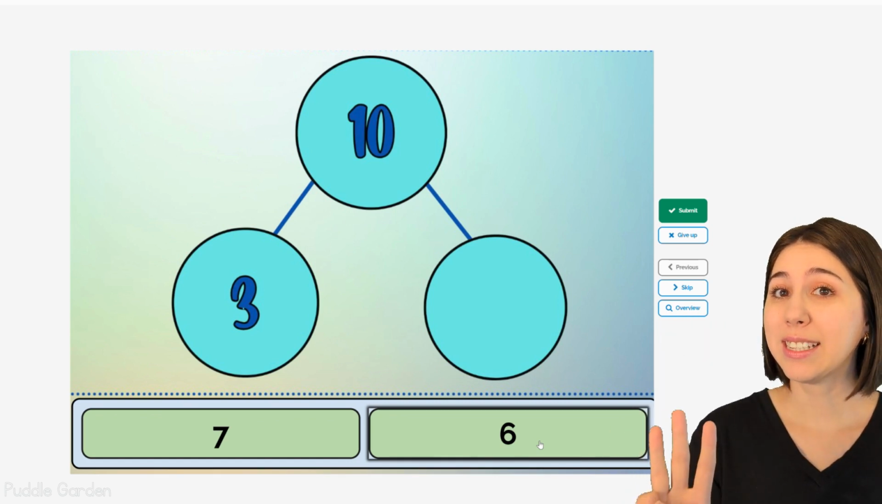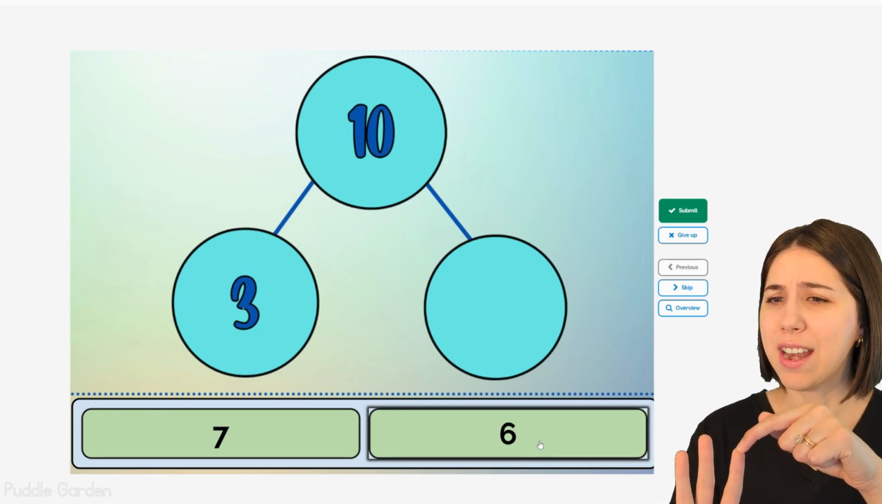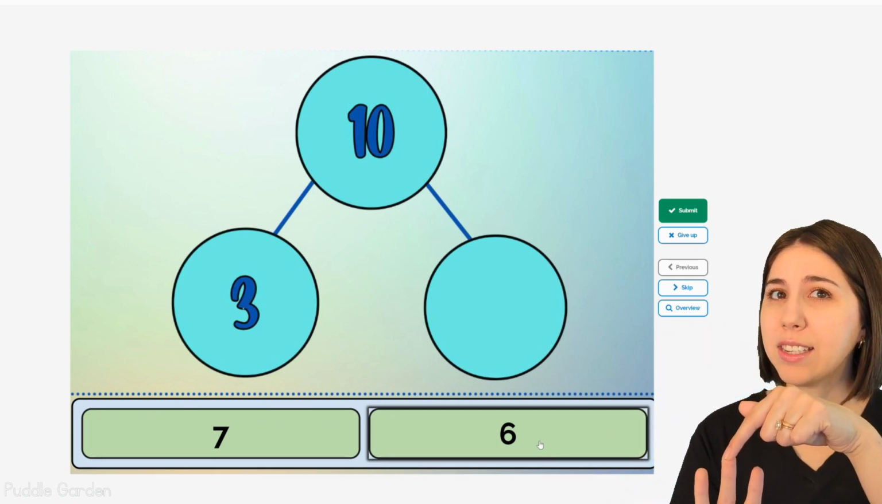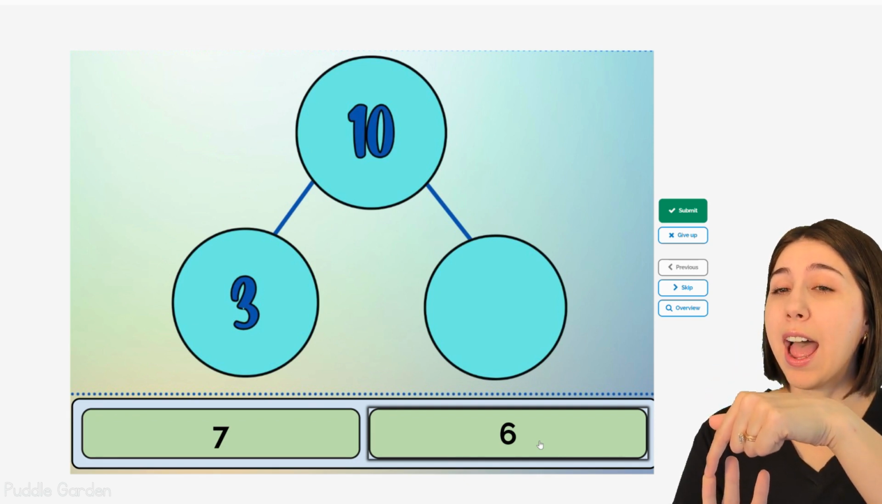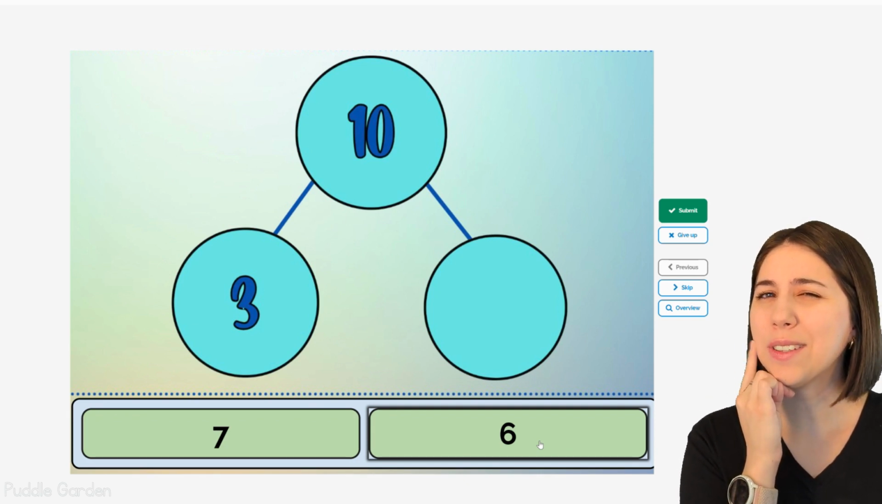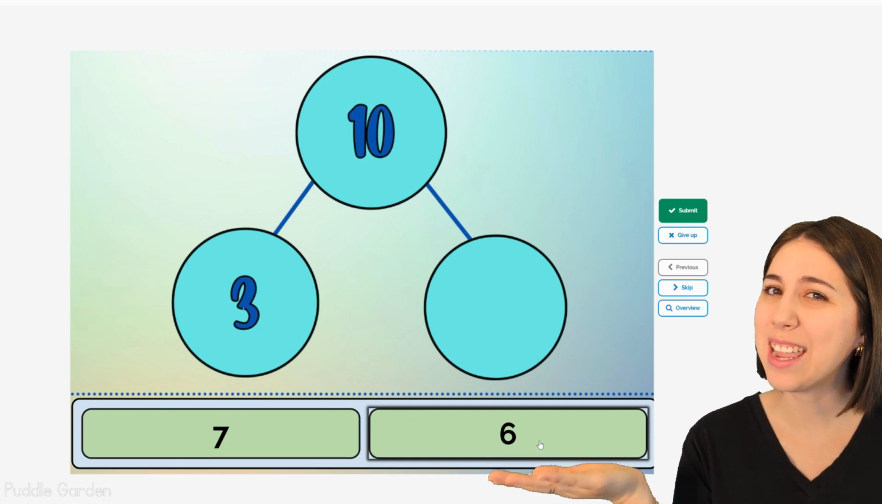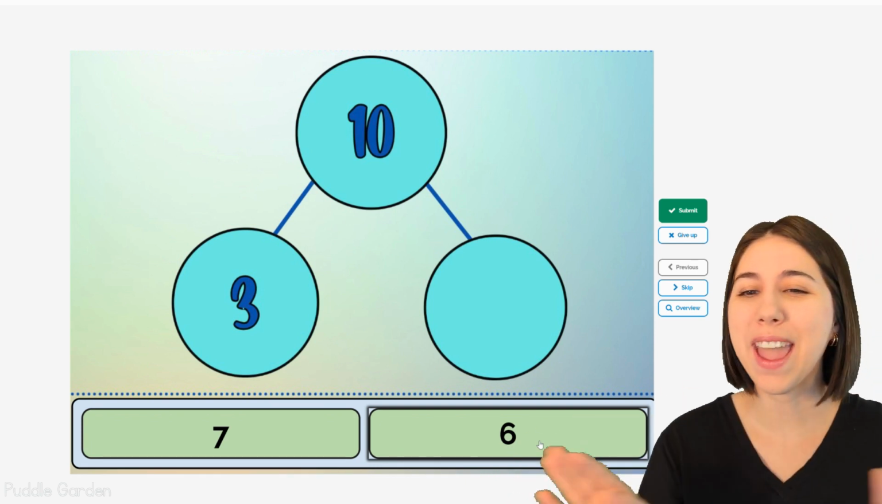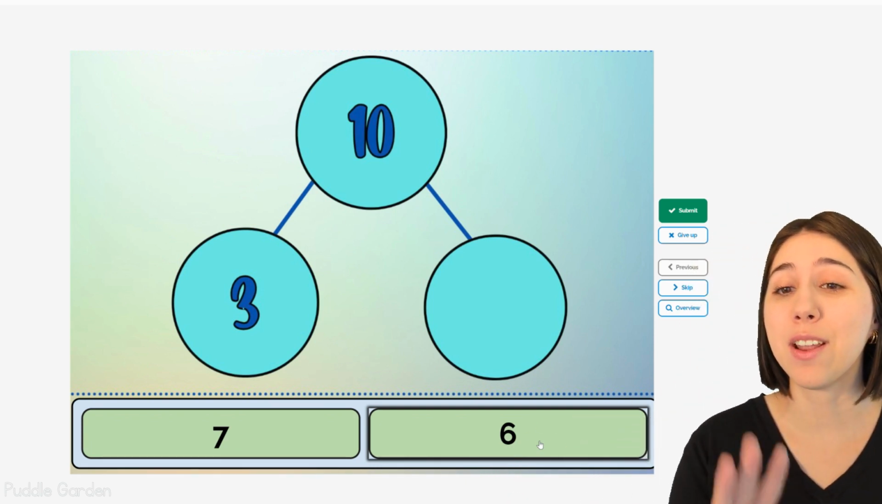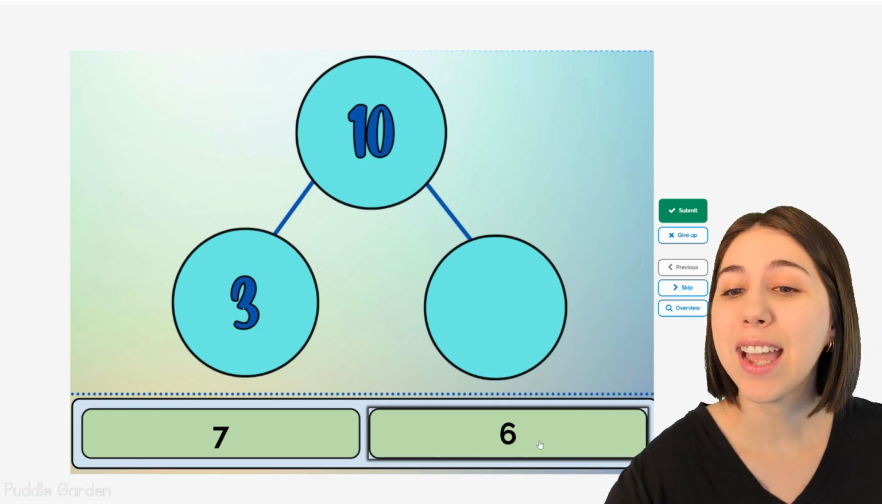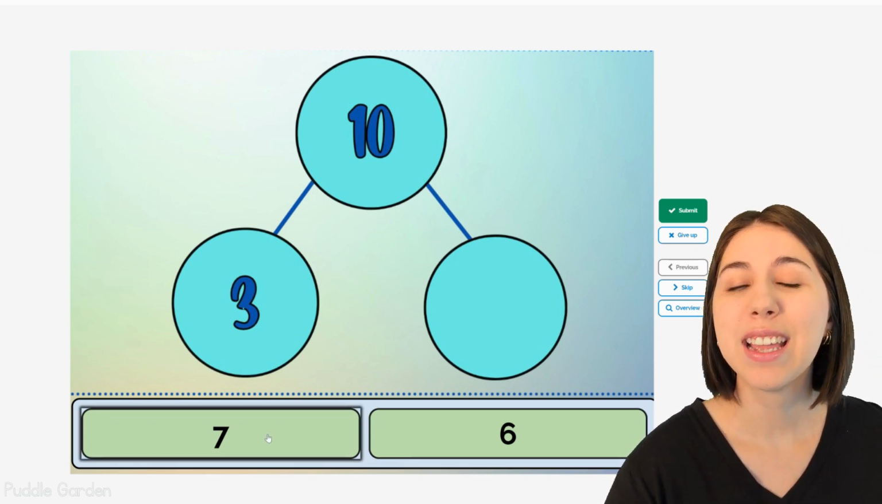So 6, 7, 8, 9. Does 9 equal 10? Are 9 and 10 the same? No way. Let's go ahead and try 7 and we're going to count on 3 as well. So now we're going to try 7.